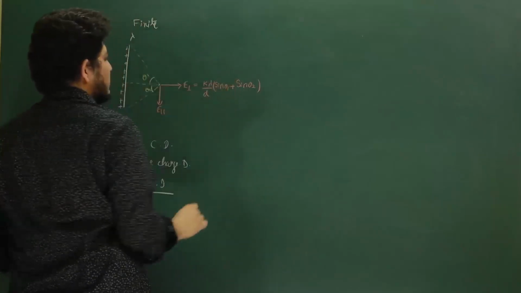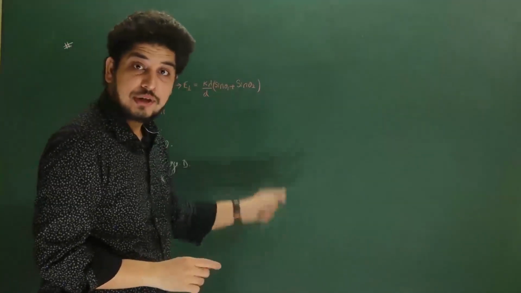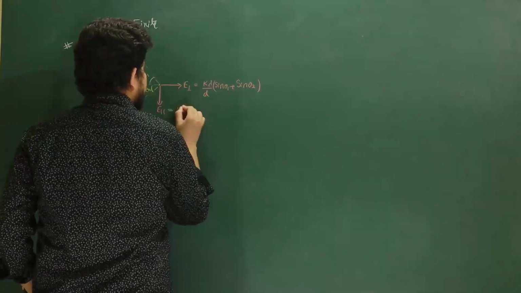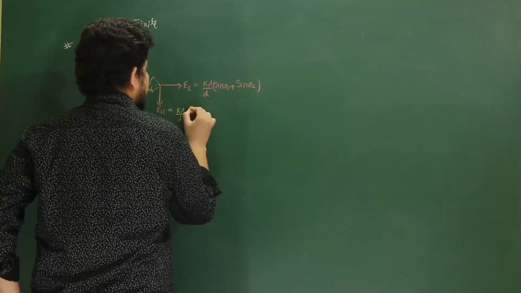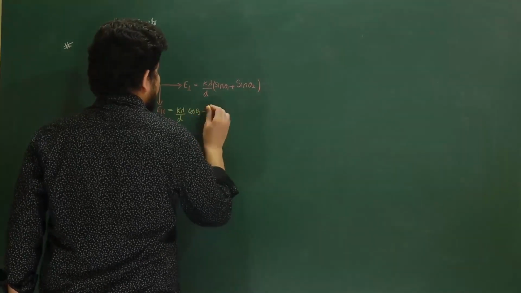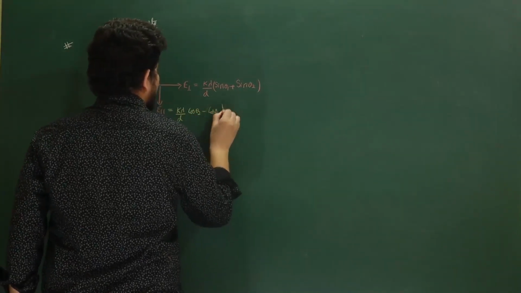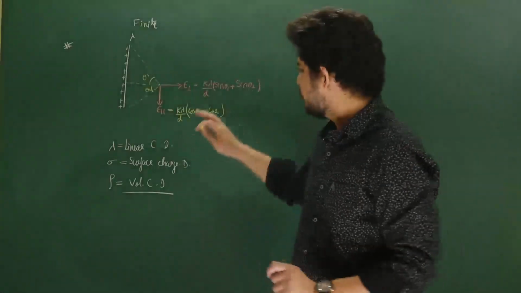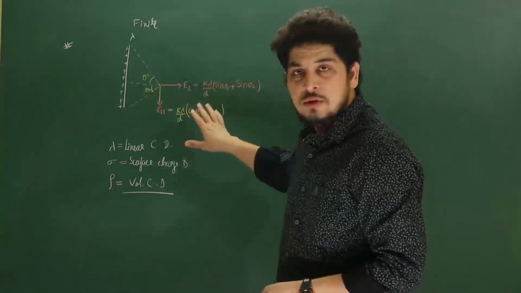You should learn these formulas. These are very important formulas. Getting my point? Similarly, for parallel, what you will write is k lambda by d times (cos theta 2 minus cos theta 1). Getting my point? So you don't have to bother about it.